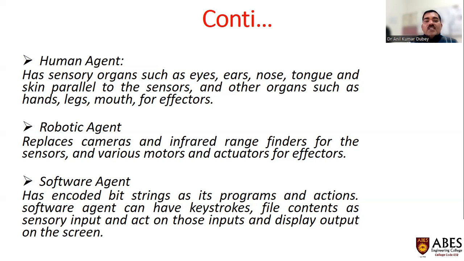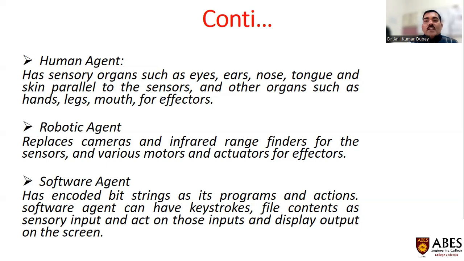Now the second part is the robotic agent, which uses cameras and infrared range finders as sensors, and various motors and actuators as effectors. A robot perceives information from the surroundings, and according to what happens in the surroundings, it performs its actions.